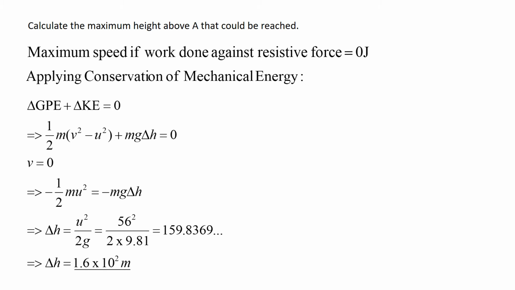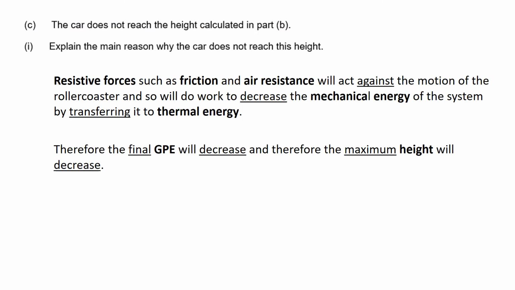At maximum height, the smallest the speed could possibly be is 0. So what that's going to mean is V is 0. So we can put that into our equation. We can cancel out the masses, we can cancel out the minus signs, and we can rearrange to give us an expression for the change in height, which we would give to 2 significant figures because the 56 is a 2 significant figure number there. Okay, so that's the theoretical maximum height if all of the kinetic energy were to be transferred into GP.